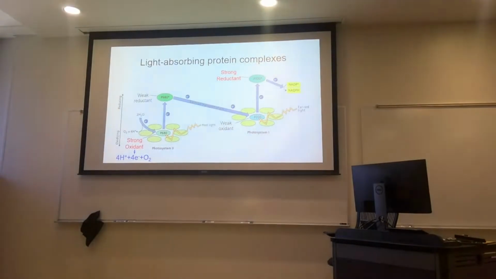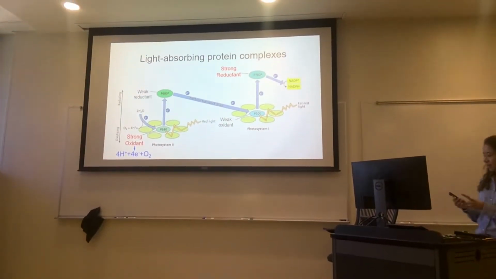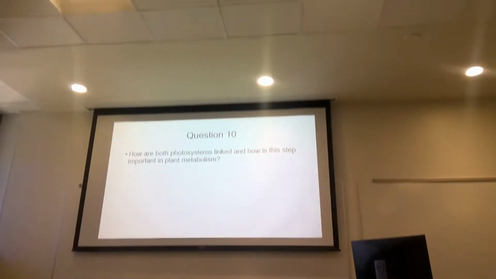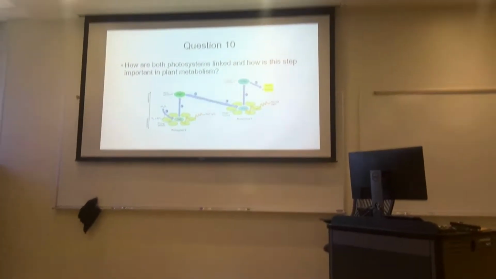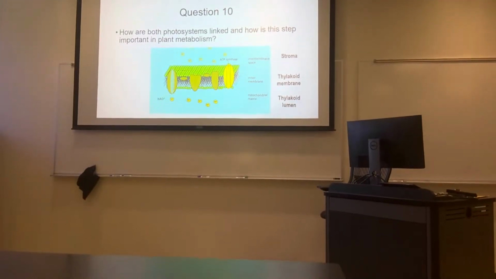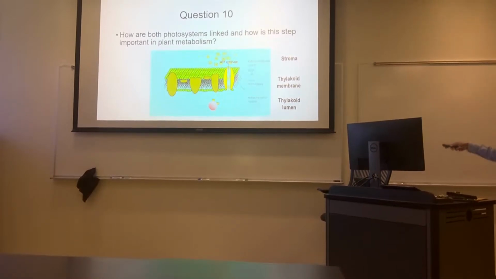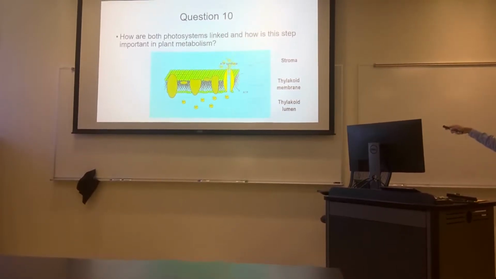So, whenever you look at this, they are connected by an electron transport chain. And of course, this is not the mitochondrial matrix, so ignore that. This would be the thylakoid lumen, this would be the thylakoid membrane, and this would be the stroma.